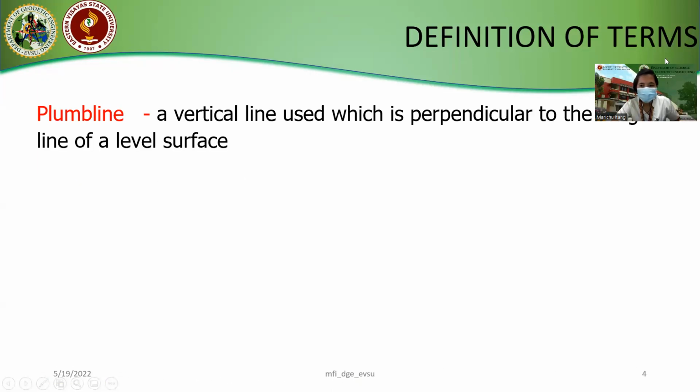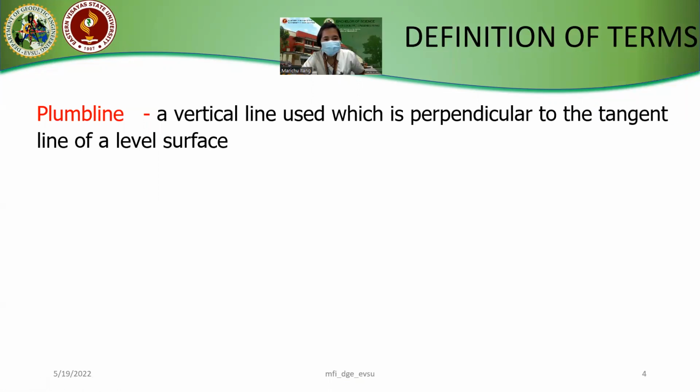For the definition, the first term we have here is the plumb line. Don't forget plumb line. This is a vertical line which is perpendicular to the tangent line of a level surface. Don't forget that this is tangent to our level surface. Now, what is a level surface? Wait for that, on the next I am going to discuss what a level surface is.